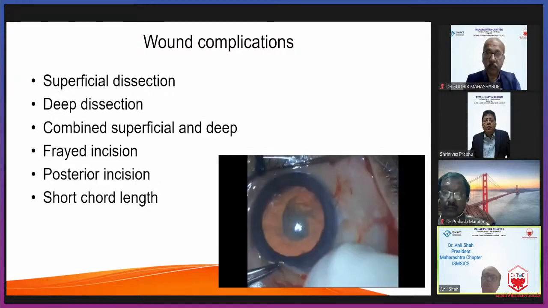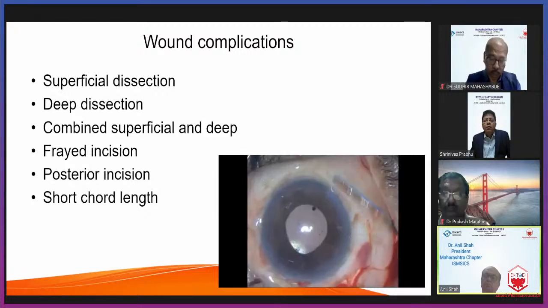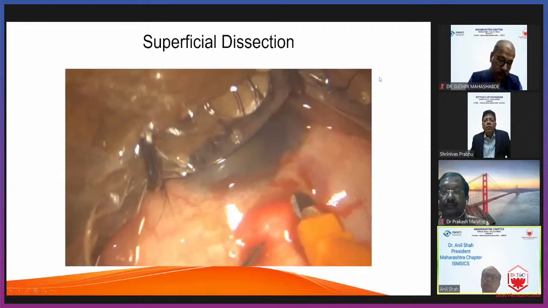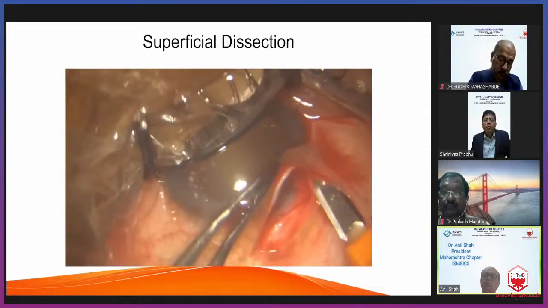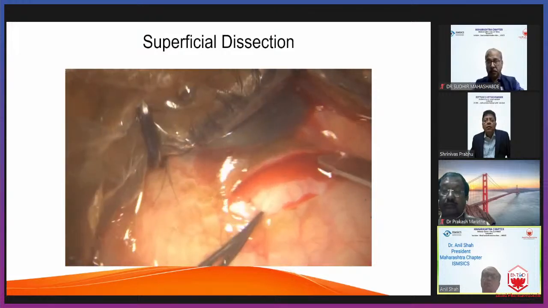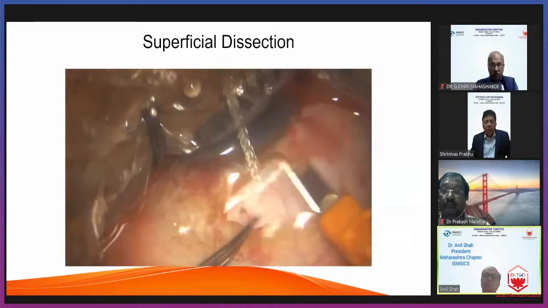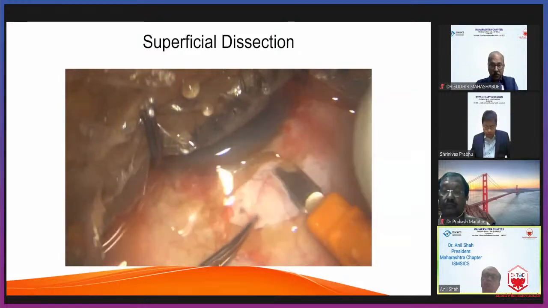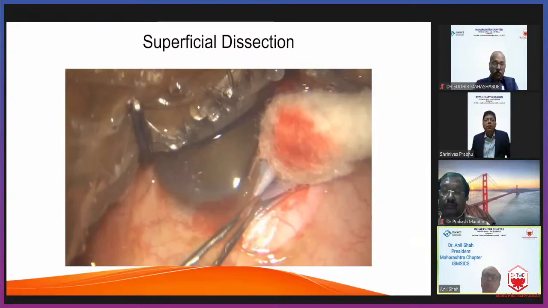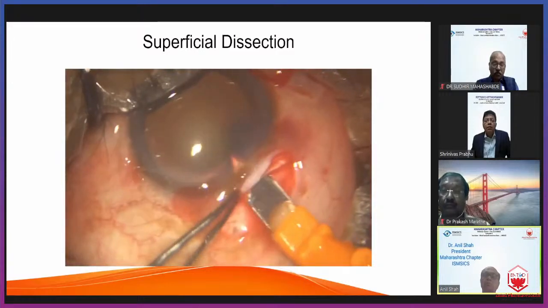You can see that the AC was lost, so I had an inadvertent entry into the anterior chamber, but I still managed. I'm just going to show, here is a superficial dissection. Look, I have dissected superficial. So all I do is just go into the initial incision, deepen it, and then make another tunnel under your superficial dissection. So you're creating another tunnel. Look at that. That's the superficial dissection, and that is the deeper incision.